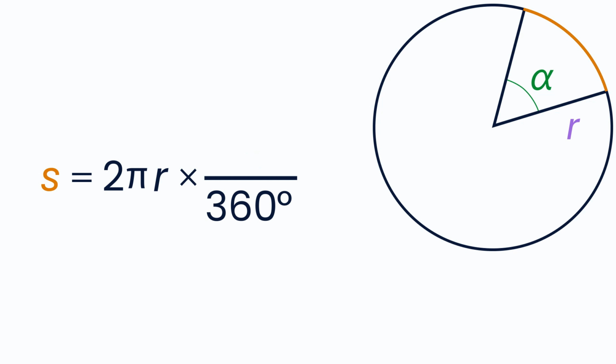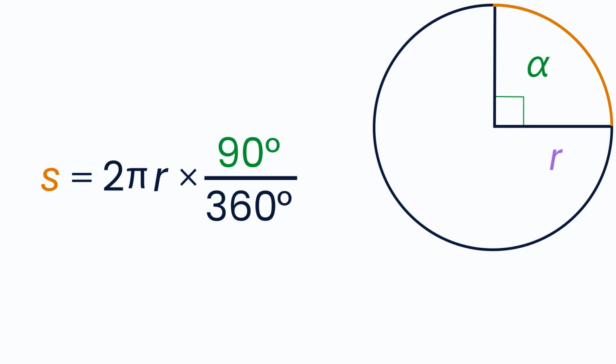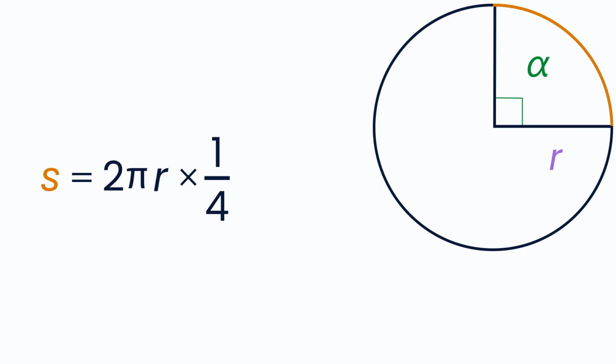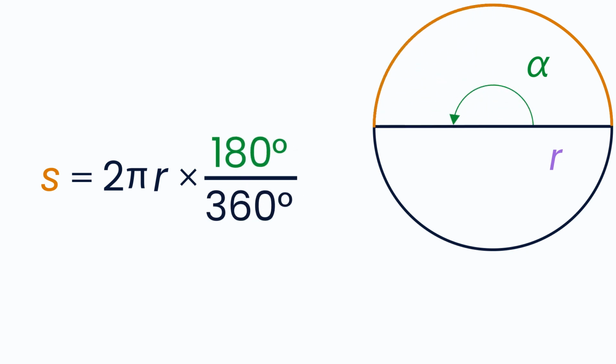If alpha equals 90 degrees, the arc makes up 1/4 of a circle, because 90 divided by 360 equals 1/4. If alpha equals 180 degrees, the arc makes up half a circle, or a semicircle, because 180 divided by 360 equals 1/2.